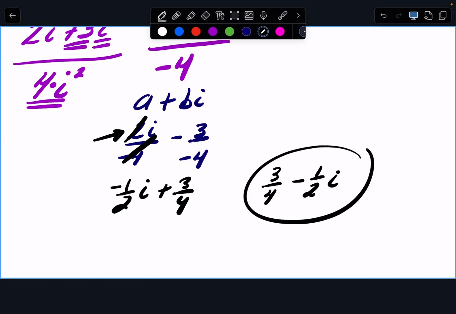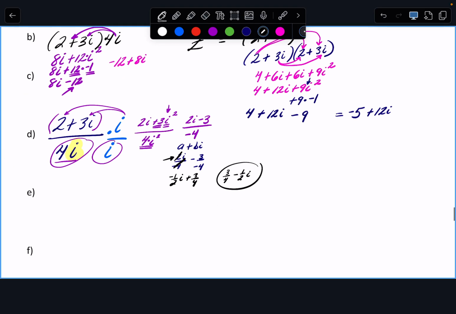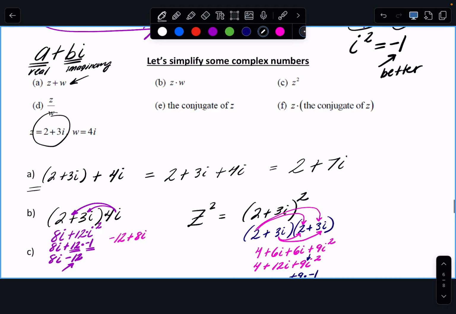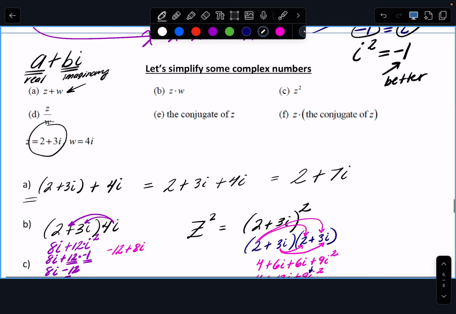So you just have to memorize, oh, why are they asking me to even simplify the dividing thing? Oh yeah, an i on the bottom is not considered simplified. Okay. All right, go on to E. Conjugate of z. You tell me, what's the conjugate of z? 2 minus 3i.